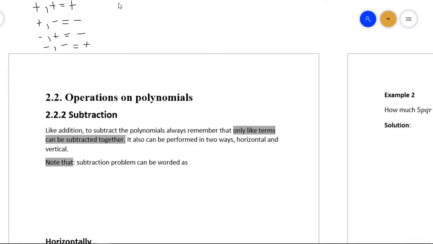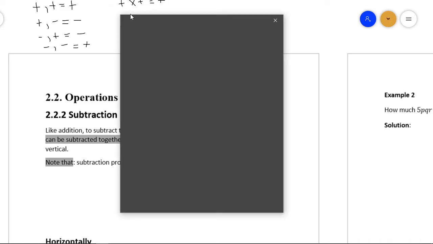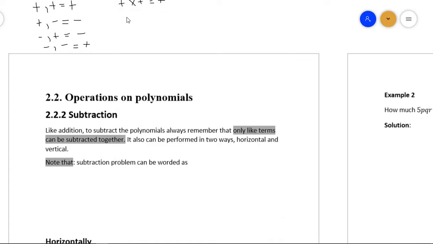Same with multiplication: if you multiply terms of the same nature, we will put a positive sign in the product. And if we have to multiply opposite signs, then we will put a negative sign. Again, if there are opposite signs, we put a negative sign, and if both are negative terms, it will give us a positive term.